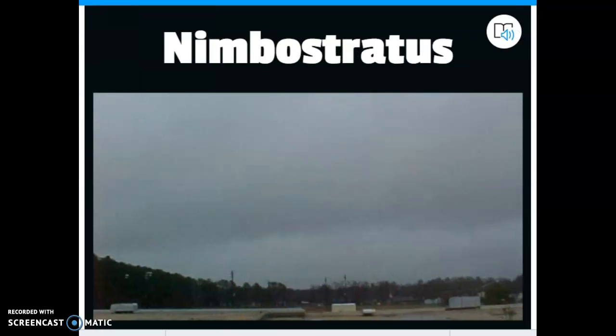Nimbostratus. Is it possible that we might see this word on a quiz or a test? Absolutely. What makes nimbostratus clouds so different from the other ones that we've studied so far? Landon.